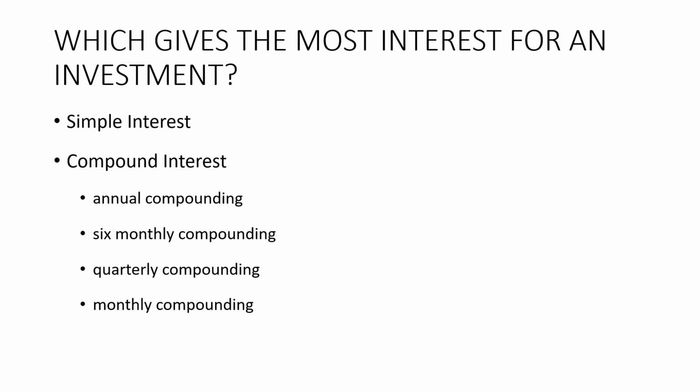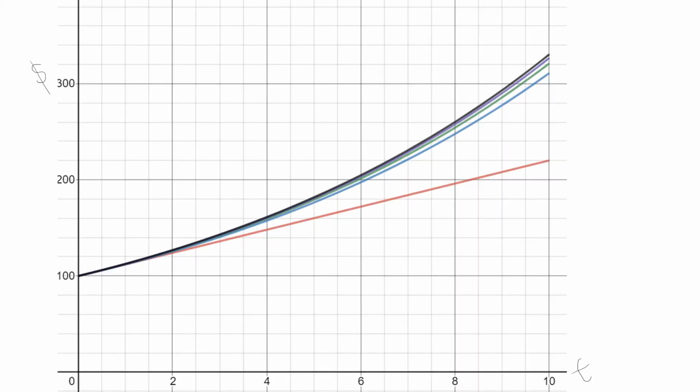Let's have a look at it graphically. Here it is here. So this flat line, this red line, is simple interest. Okay, remember it's sometimes called flat rate interest. These are all compound interest. The blue one is annual, then 6 monthly, then quarterly, and then monthly. So they're all curved and they become slightly steeper the more often you compound.